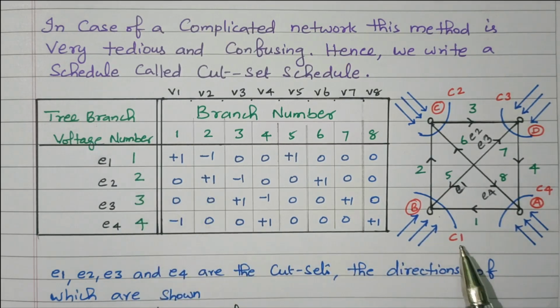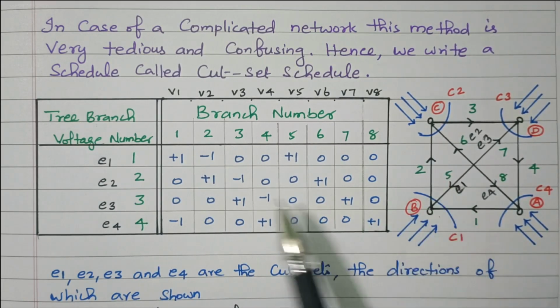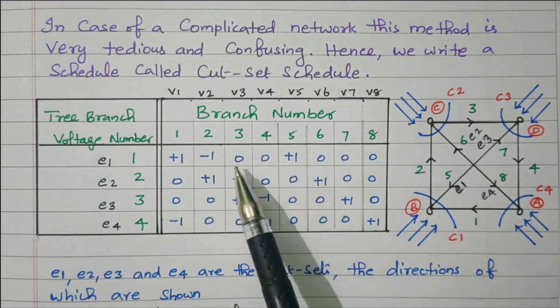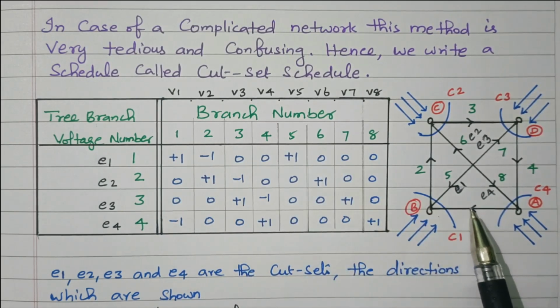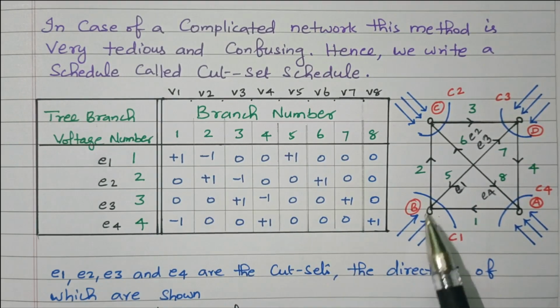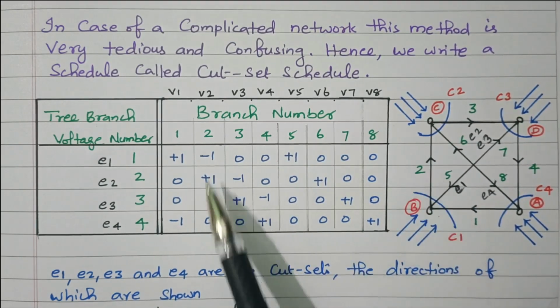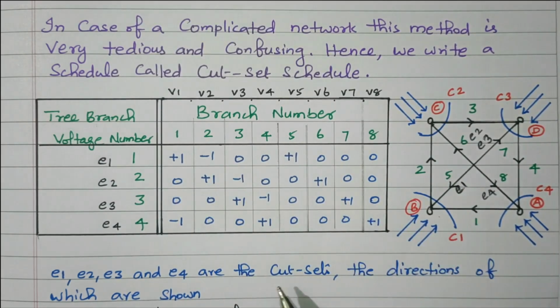E1, cut set schedule C1. Branches 1, 2, 5 are connected. Branches 3, 4, 6, 7, 8 are not connected. So branch 1 is connected, both are in the opposite direction, plus 1. Branch 2 is going in the same direction, minus 1. Branch 5 is in the opposite direction, plus 1. Like that we can go for the tie set schedule.